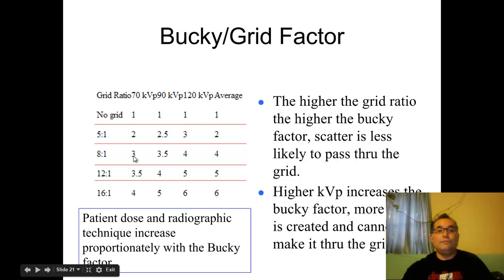If we look at an 8 to 1, 70 kVp requires 3 times your amount of radiation, 90 requires 3.5, and 120 requires 4. So again, what you are going to have to memorize is the grid ratio and the average grid Bucky factor.